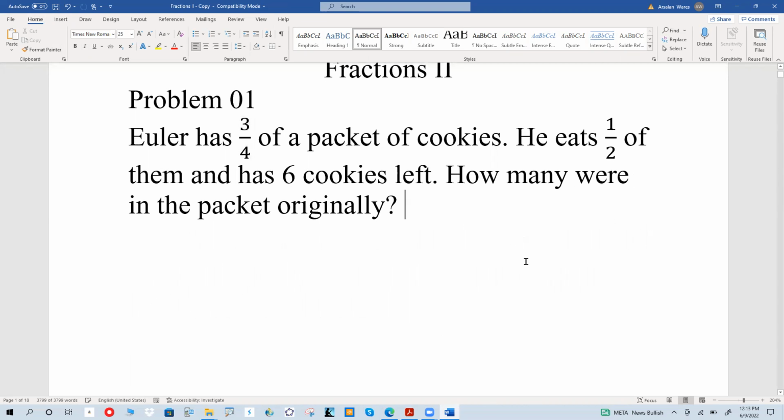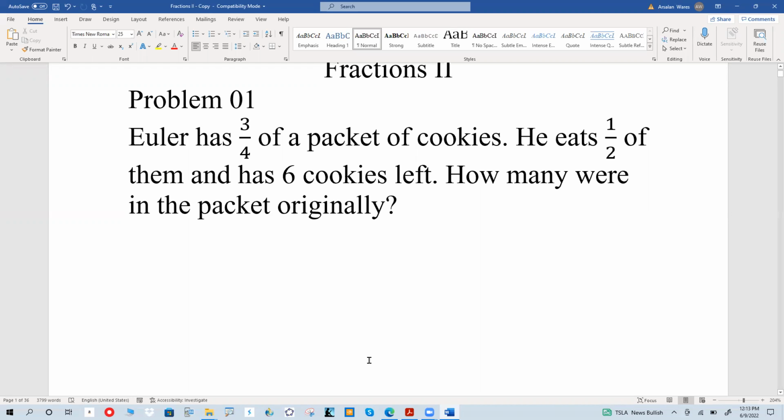All right, so let's read the question. Euler has 3/4 of a packet of cookies. I don't know how many cookies he had originally, but he has 3/4. He eats half of them and he has 6 cookies left. How many were in the packet originally?